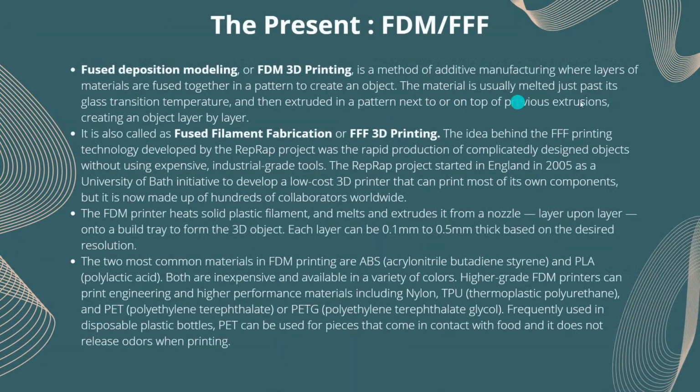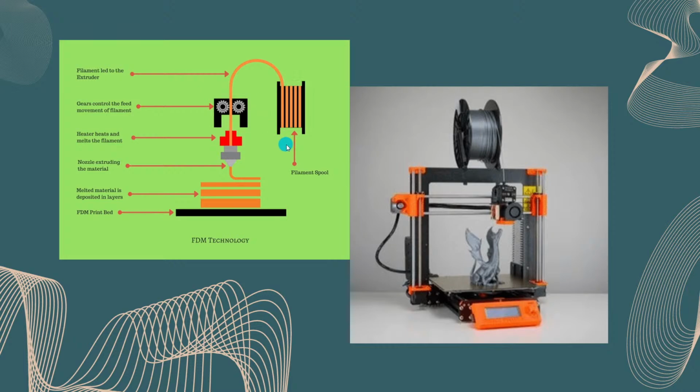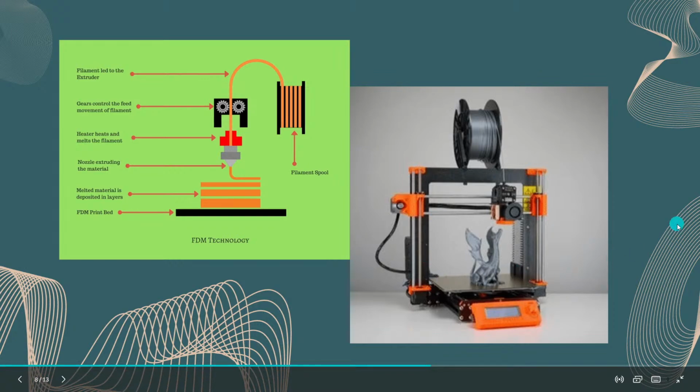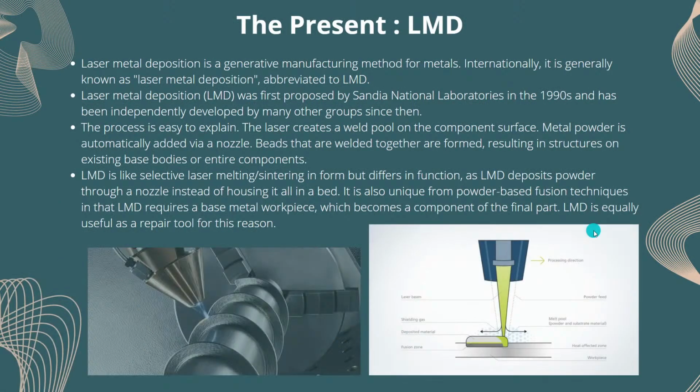The first is fused deposition modeling, or fused filament fabrication. The idea behind this is that we have a spool of filament, as you can see in this image, which gets fed into a heater that melts the filament. Then we have a nozzle which extrudes the material depending on the layer thickness we have given and starts depositing it layer by layer, thereby giving us a model, as you can see here. So that's what FFF or FDM is.